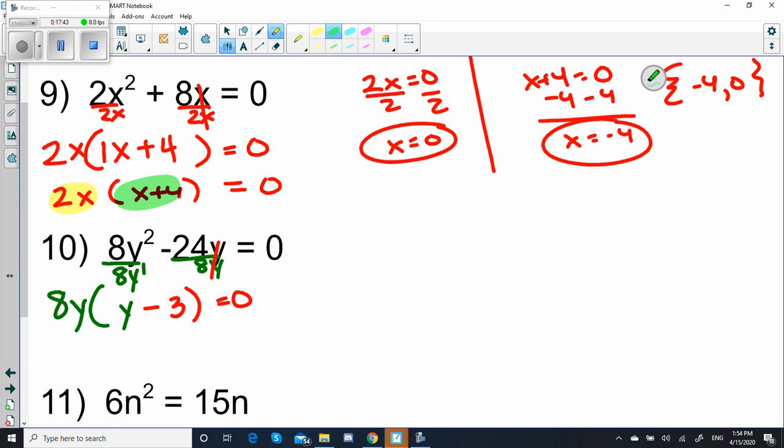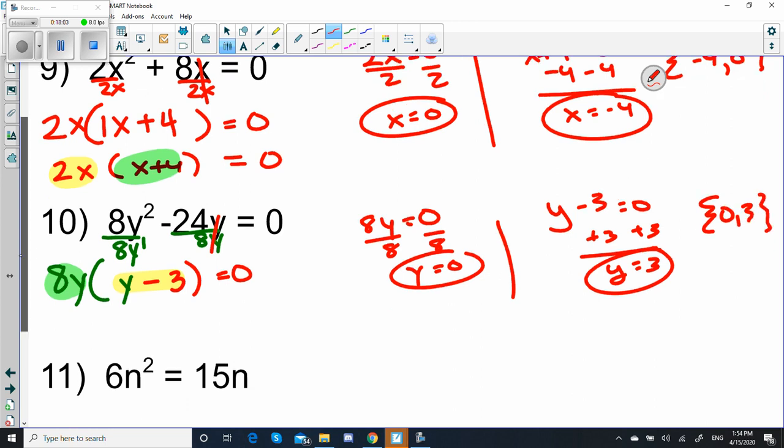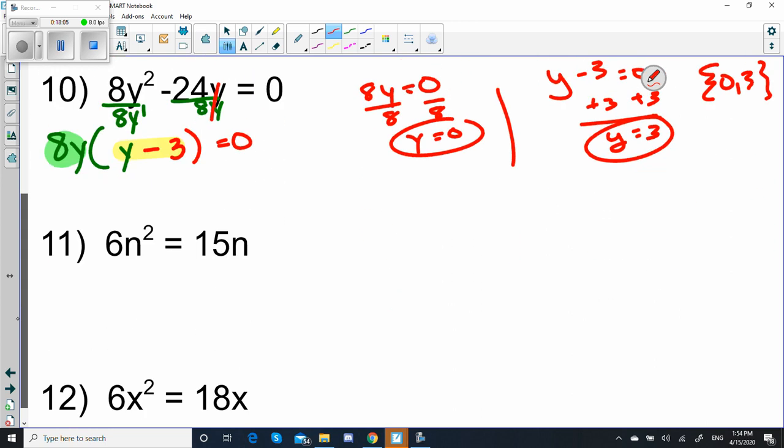So now I can set them equal to 0. The 8y gets set equal to 0, and so does the y minus 3. So 8y equals 0 would be 0, and y minus 3 equals 0 would be positive 3. So my 2 solutions are 0 and 3. Okay, so if you got that right, nice job.